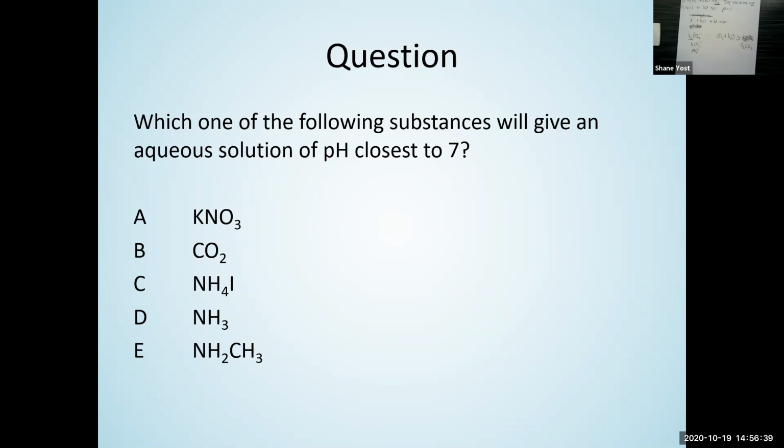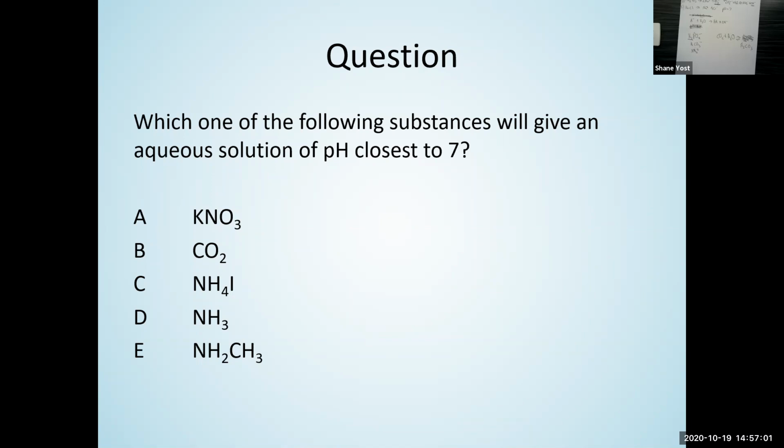C here, I have NH4 plus and then iodide in solution. Okay. Does NH4 plus impact the pH? Yes. Iodide, I minus? Nope. Right. NH4 plus is a weak acid, so it will lower the pH. So C will also be an acidic solution.